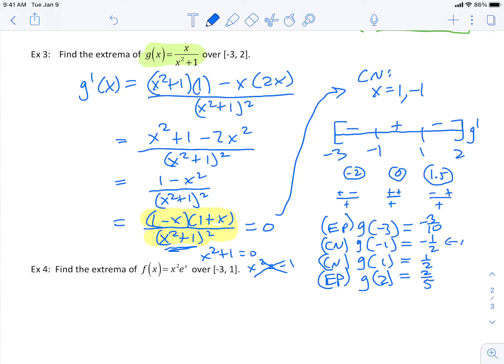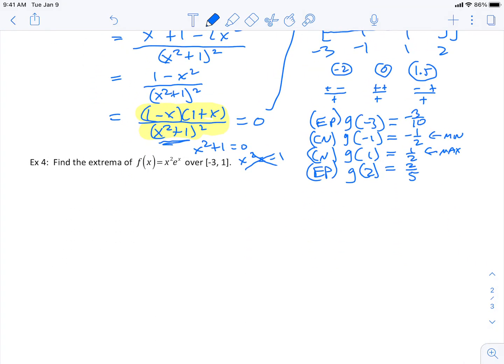All right, and so here's the min. The smallest value, the most negative, would be negative 1/2, and the highest value would be the positive 1/2. So in this case, we have an absolute min of negative 1/2 at the x value of negative 1, and an absolute max of positive 1/2 at x equals 1.